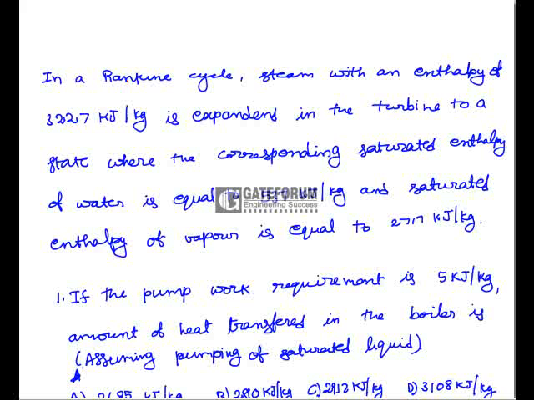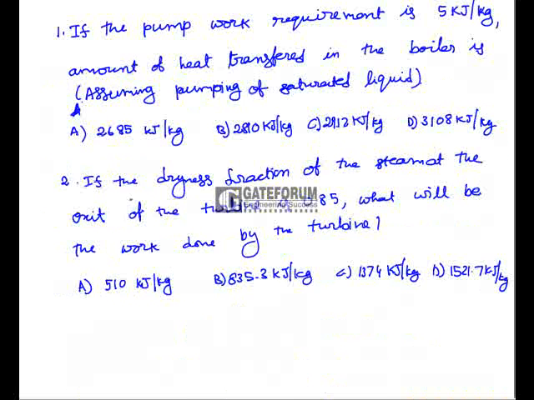It consists of two questions. Here the first question is, if the pump work requirement is 5 kJ per kg, the amount of heat transferred in the boiler is, assuming pumping of saturated liquid. And the second question is, if the dryness fraction of the steam at the exit of the turbine is 0.85, what will be the work done by the turbine?